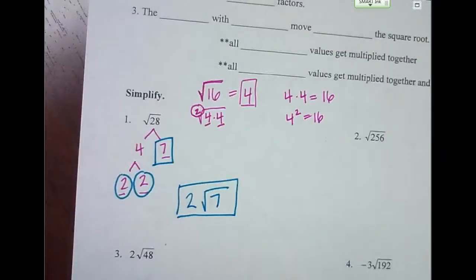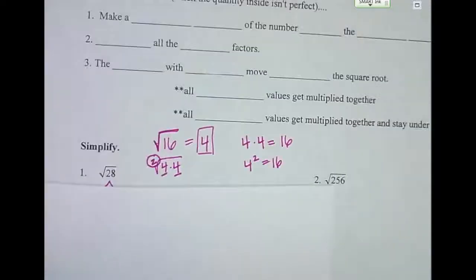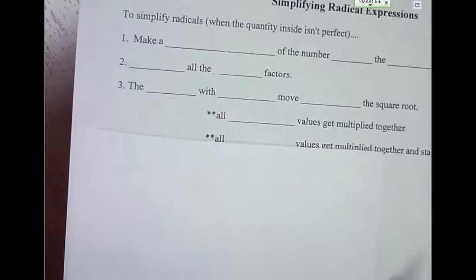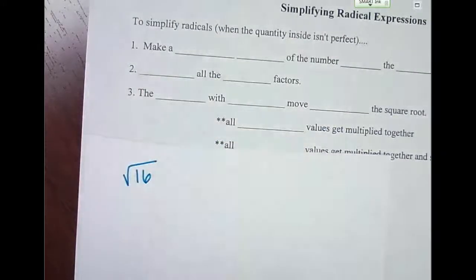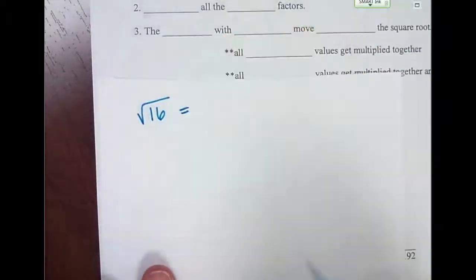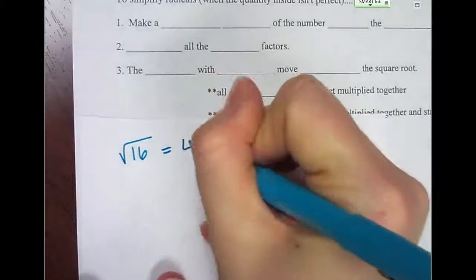So let's do number 1 again. Okay, so we're talking about simplifying radicals. And when we talk about simplifying radicals, the thing you're used to seeing is something like this. So if we see square root of 16, a lot of people know the square root of 16 is 4. Okay, so we know that the square root of 16 is 4.